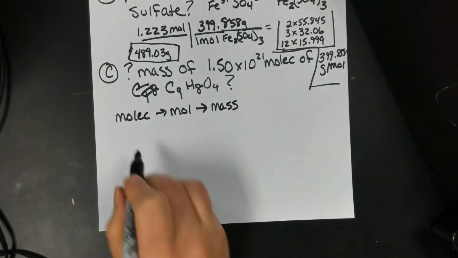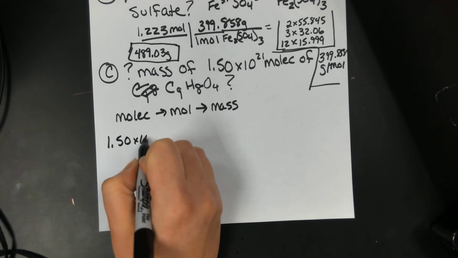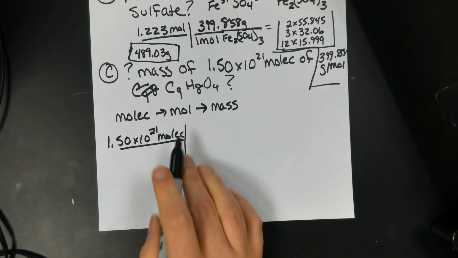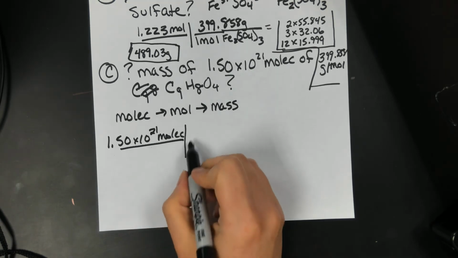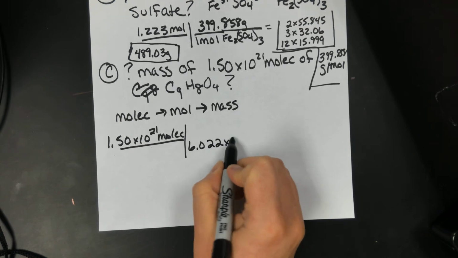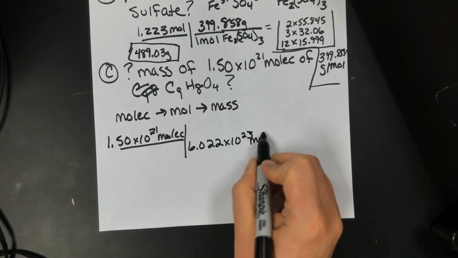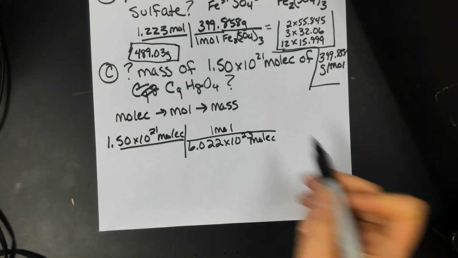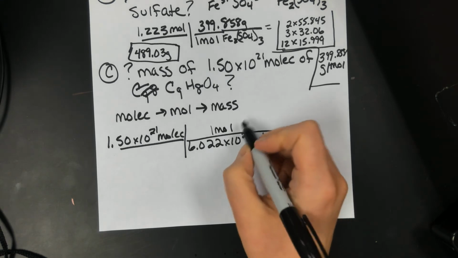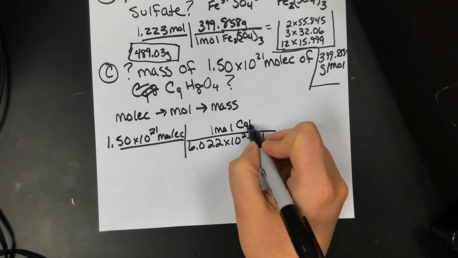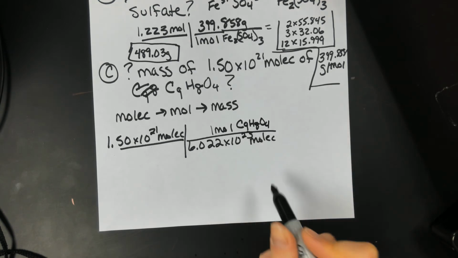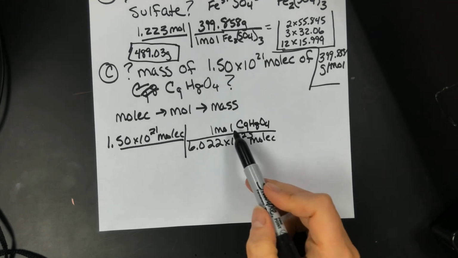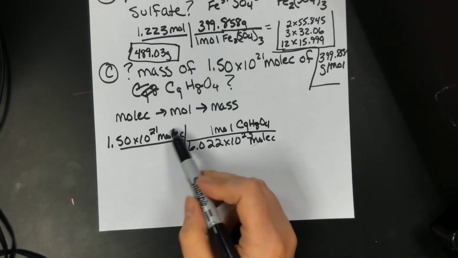So molecules, start with what you're given: 1.50 times 10 to the 21 molecules. Now how do I turn that into moles? You know that 6.022 times 10 to the 23rd molecules for every 1 mole. Nice. So now we're in terms of moles. Moles of, and by the way, the problem gives you C9H8O4. That's aspirin, which you may need after this video. So now we're in units of moles, because molecules cancels out.